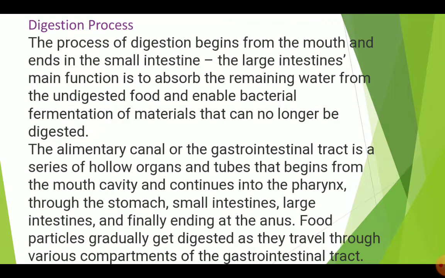Digestion process. The process of digestion begins from the mouth and ends in the small intestine. The large intestine's main function is to absorb the remaining water from the undigested food and enable bacterial fermentation of materials that can no longer be digested. The alimentary canal or the gastrointestinal tract is a series of hollow organs and tubes that begins from the mouth cavity and continues into the pharynx, through the stomach, small intestine, large intestines, and finally ending at the anus. Food particles gradually get digested as they travel through various compartments of the gastrointestinal tract.